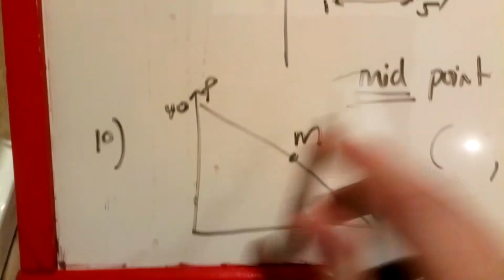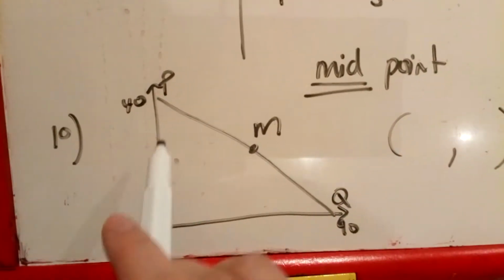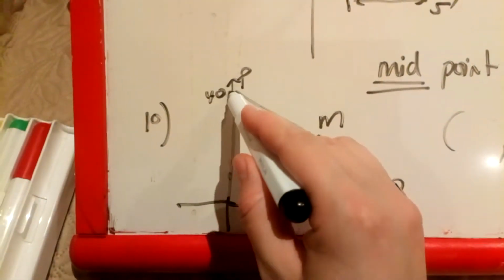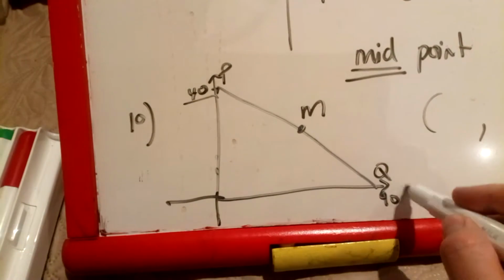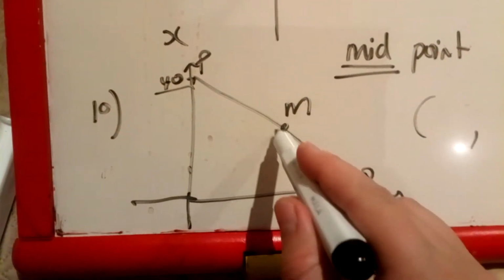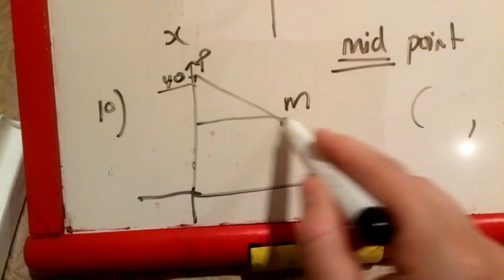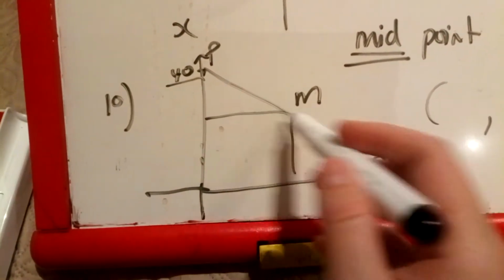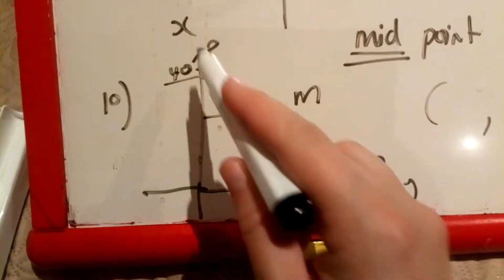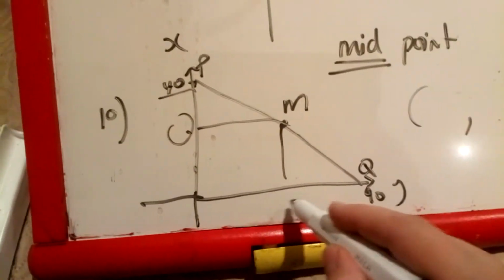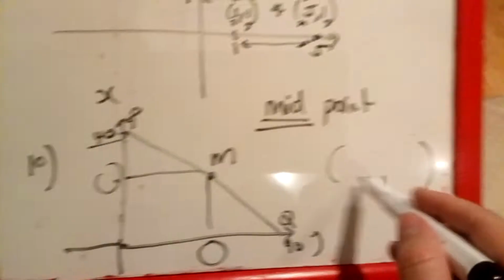Question 10. You have to find the midpoint coordinates. So you know the coordinates here. So this is the x-axis, you've got 40, and the y-axis you've got 90. The midpoint. So, basically midpoint. What's half of 40? Because you know M is midpoint. That means half of these points. So what's half of 40? You write the answer down for me. And half of 90, you write the answer down. And write the coordinates down for me, please.